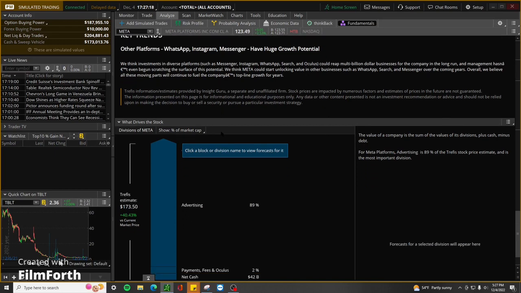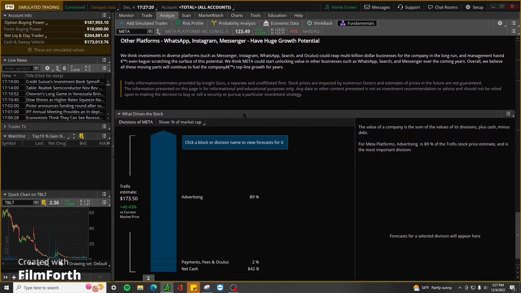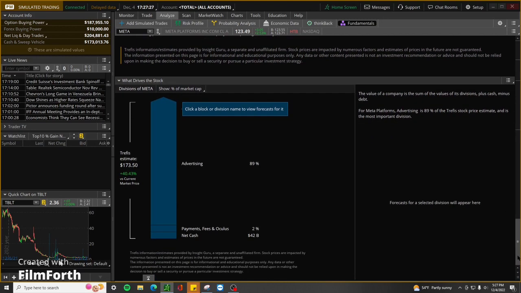All right. Further down, you can basically see what drives the stock, essentially how they make their money, what makes them profitable. You can look at this by percentage of income, or you can look at the estimated value. So that's about $414 billion. And then of course you have payments and fees, net cash, they have about 42 billion.